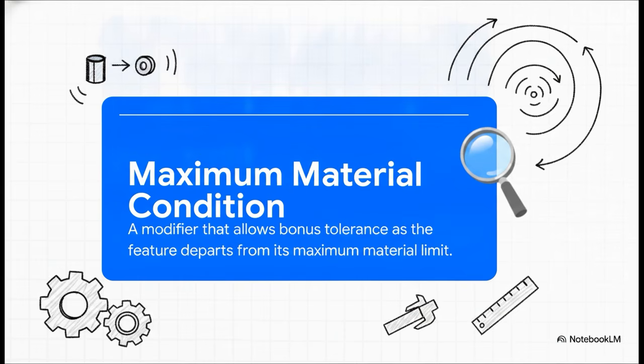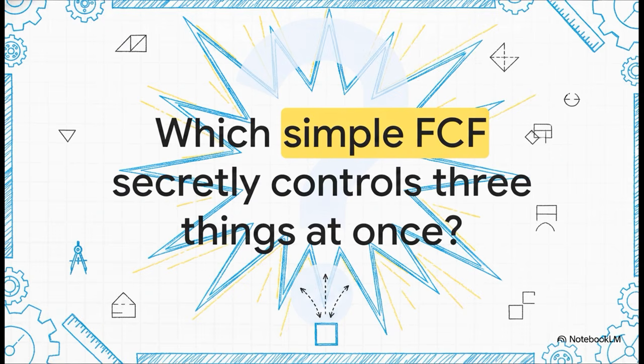It's brilliant. Now, I want you to keep your eyes sharp because there is one feature control frame on this drawing that looks incredibly simple at first glance. It doesn't have a bunch of crazy modifiers or a super long list of datum callouts, but secretly, it's acting as a master constraint, controlling 3 completely different geometric characteristics simultaneously. Scan the print really quick. See if you can catch which one it is before I spill the beans.